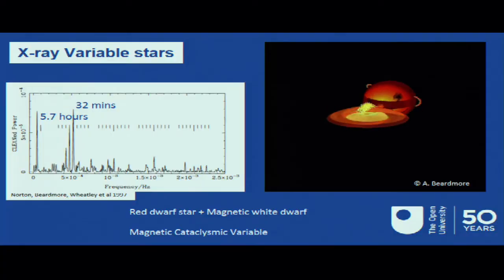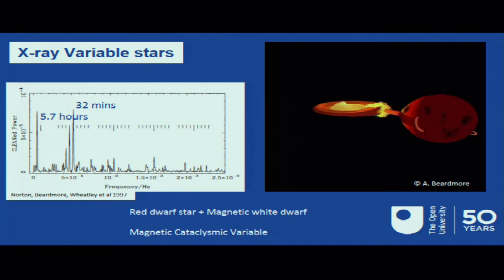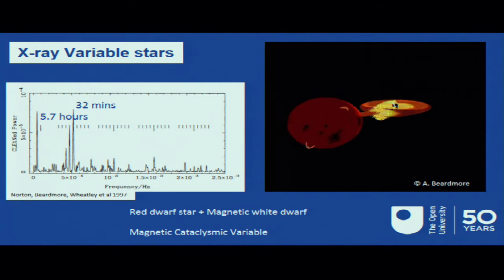And as it hits the white dwarf, it speeds up, gets very fast, gets very hot, and that's where the X-rays are emitted. So as you might have guessed, the 32-minute period that we see is actually the time it takes the white dwarf to spin on its axis. It spins every 32 minutes, presenting a different aspect of this accretion flow to us, and so we see that variation in the X-rays every 32 minutes. The 5.7 hour period is simply the time it takes the 2 stars to orbit around each other.